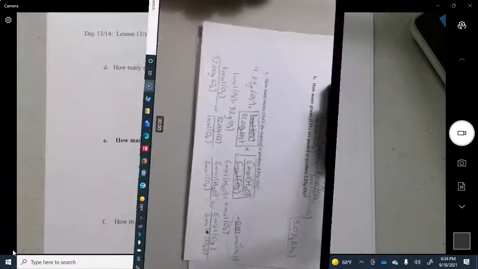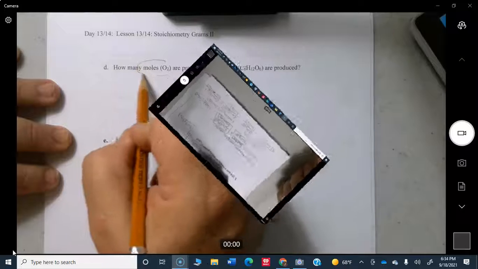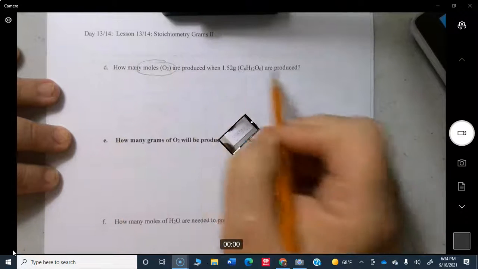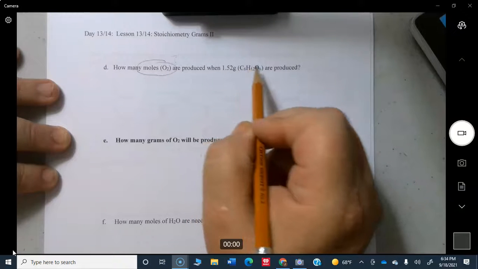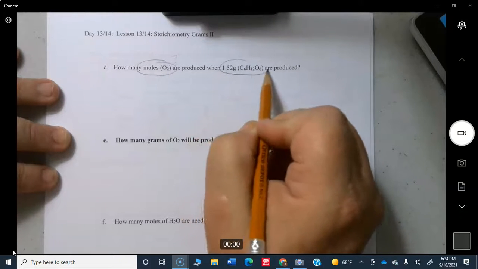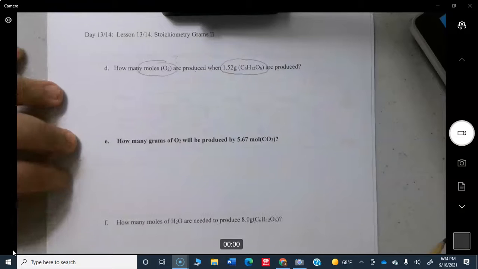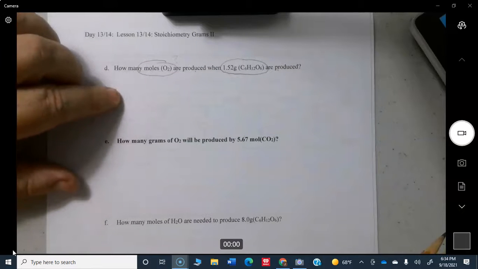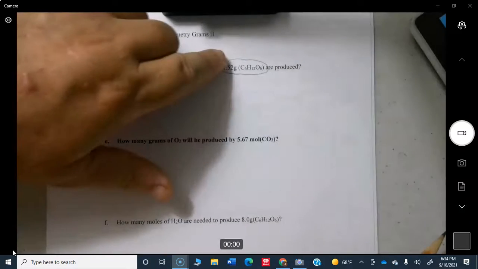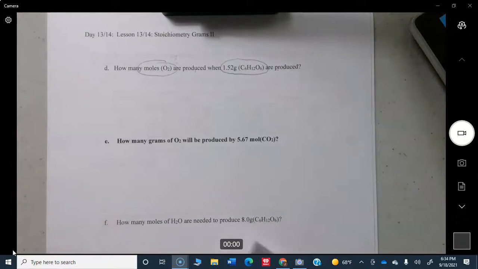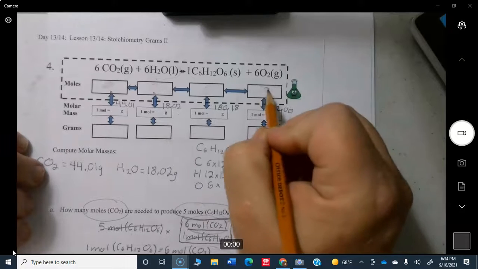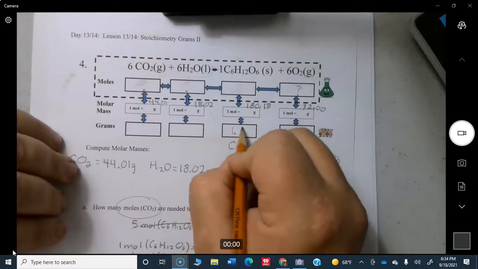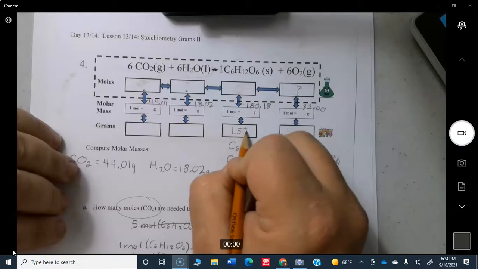Okay, so we move on to problem D. It's how many moles of O2, so that's what you're looking for, that's your question mark, are produced when 1.52 grams of C6H12O6 are produced. So both of these are on the product side, so it's just asking how many moles you get when this much is produced. So moles of O2 is what we're trying to find. So right here, moles of O2, and they want to know when 1.52 grams. So the fact they're both on the same side of the arrow, that's okay.